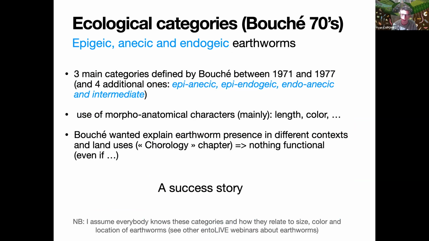These categories were defined by Marcel Bouché in the 1970s. He also defined something that we all forgot, additional categories such as epianecic, epiendogeic, endoanecic, and intermediate categories. He used only morphological characters, such as length, color, etc. What is very important to understand is that Bouché wanted to understand why a species was present in one site, but he never intended to describe what earthworms do in the soil. It was a success story, because Bouché is now one of the most cited French researchers in the world.